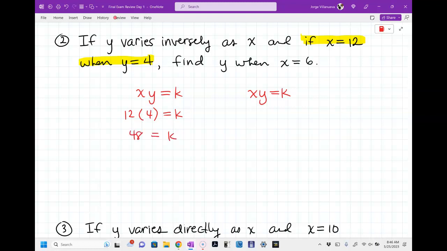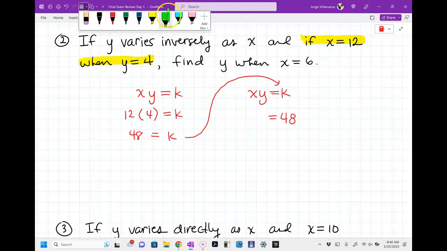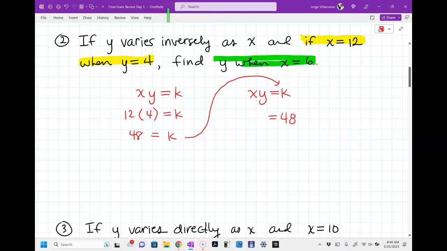All right, so now that I got my k value, I get to plug that in to this part. So I know that it's going to equal 48. The question is, well, what other number do I plug in? Well, they give us that. They say find y when x is 6. So I know what x has to be. x has to be 6. So 6y equals 48. If I divide both sides by 6, y has to equal 8. And I'm done. These are easy problems, but you better know the formula or else good luck.